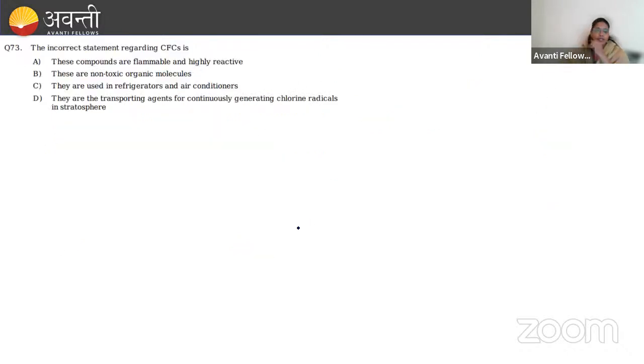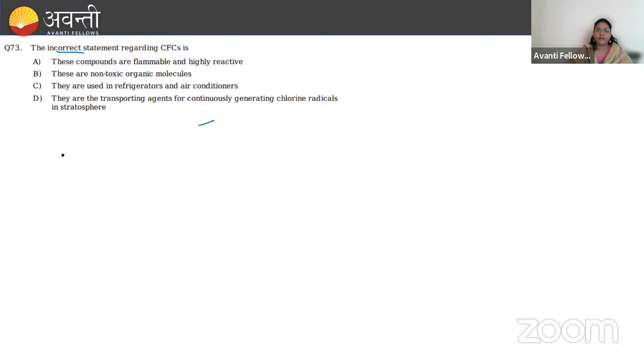Okay, next question. The incorrect statement regarding CFCs is: CFCs means what? Chlorofluorocarbon, right? Chlorofluorocarbon के लिए incorrect statement हमें यहाँ पे ढूंढना है. So क्या है incorrect statement? These compounds are flammable and highly reactive. These are non-toxic organic molecules. They are used in refrigerators and air conditioners. They are the transporting agents for continuously generating chlorine radicals in the stratosphere. So which is incorrect here?